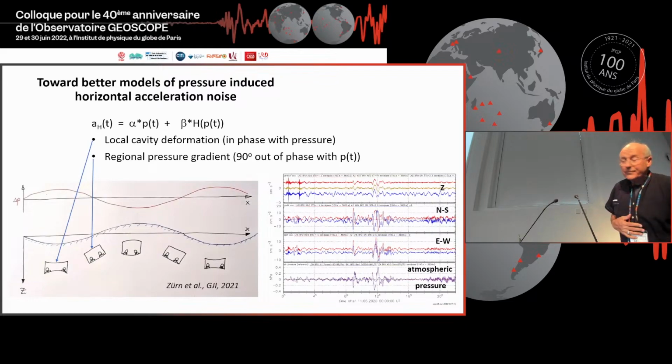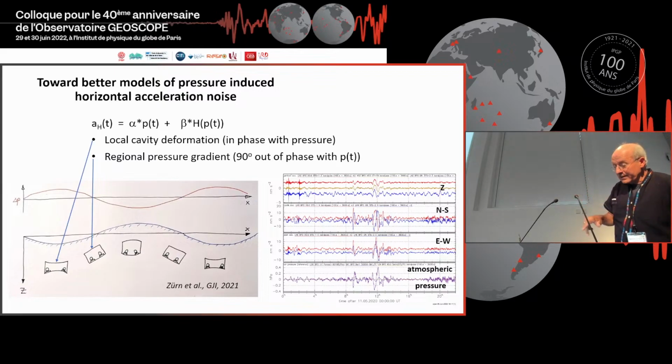And then the point about better understanding pressure-induced horizontal acceleration noise. I mean, the atmosphere is a complex beast, but you can try to start with very simplistic models of plane waves propagating through the atmosphere. Here I've drawn a pressure wave in the upper diagram on the left, and below the response of a half space, and in this half space is a seismometer vault.